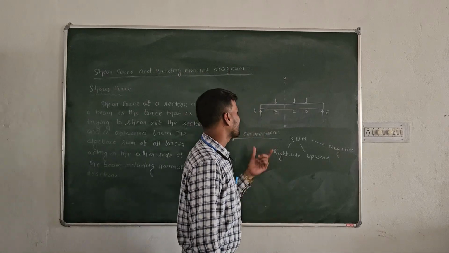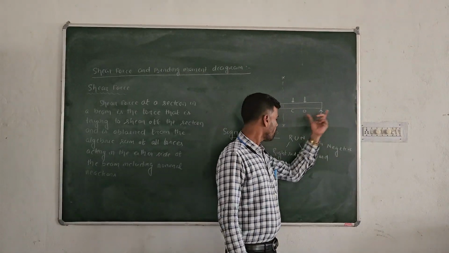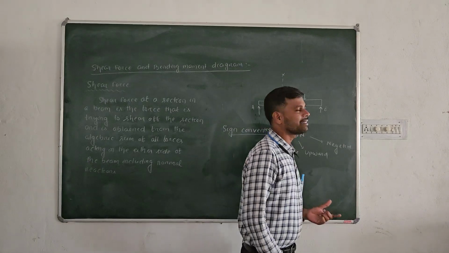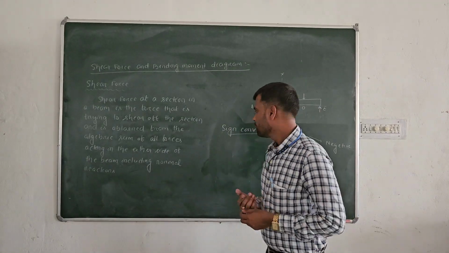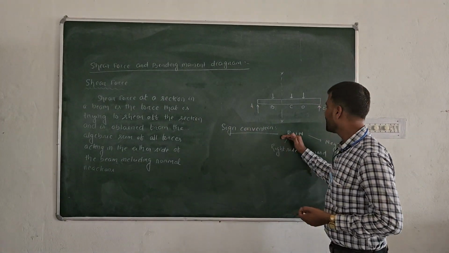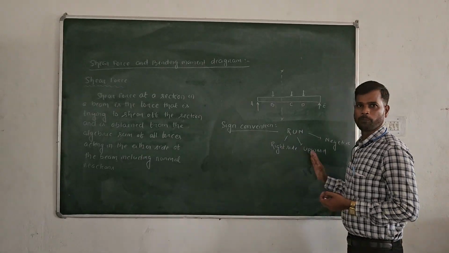That means if the right side of the beam is going upside, then we will take that force as a negative force. Just see the reverse of that one. If right side is going downward, that will be positive.